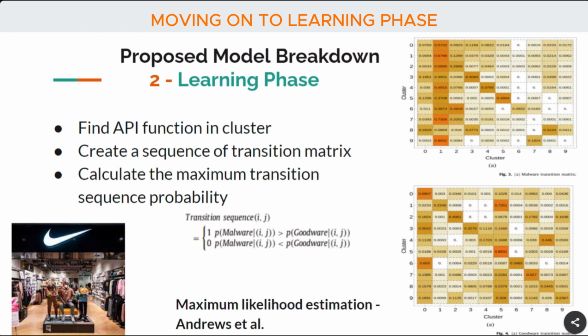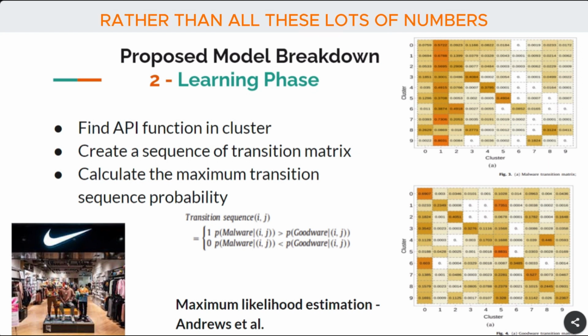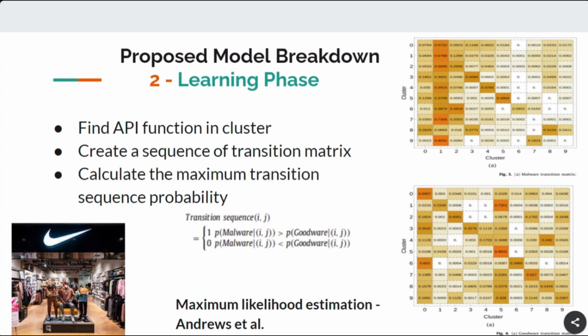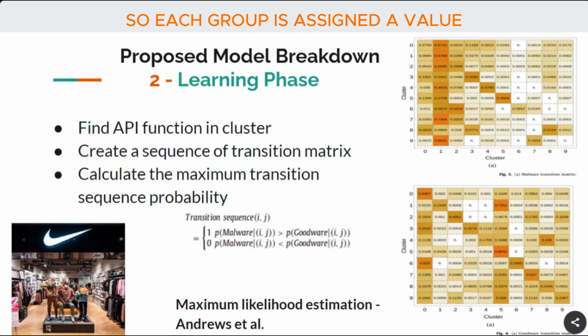Moving on to the learning phase. The learning phase is the interesting part. Now that we've been able to create smaller groups rather than all these lots of numbers, how do we proceed from here? Each group is assigned a value based on what it contains. For example, if it is about messages, you could assign it 5. If it's about attributes or files, you could assign it a 2.